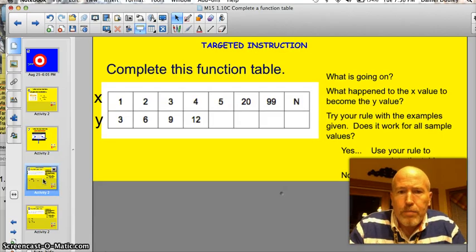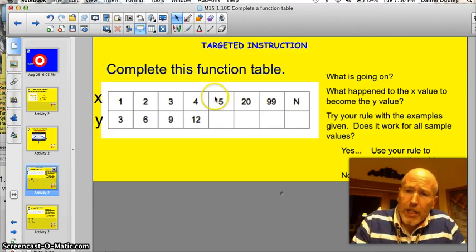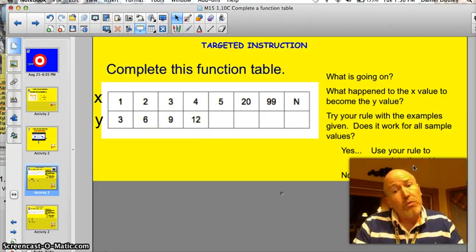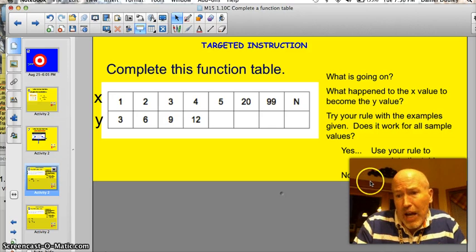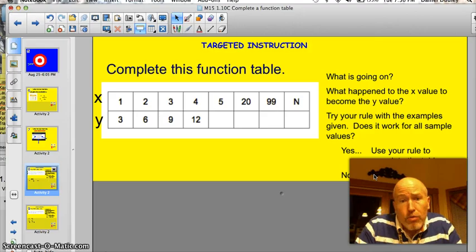Here's your first one. When you look at a function table like this, you've got to figure out what's going on. What's happening to the x value to get it to a y value? Then you try to make a rule that would work. When you figure out what you think is the right rule, then start trying it for the different samples. And if it works, you've got the rule, complete your table. If not, you have to try a new rule and try to figure it out.